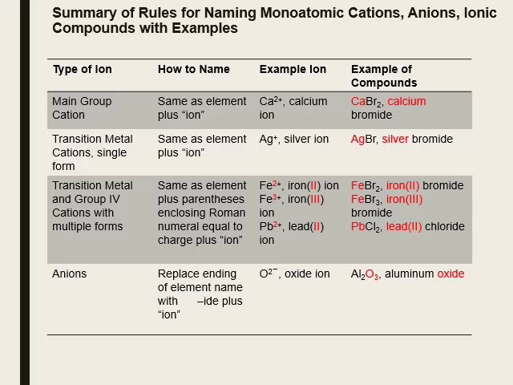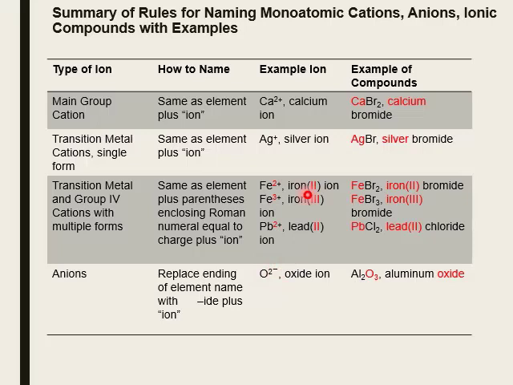Let's summarize all the rules we have learned so far. The main thing to remember is that we can figure out the charges of metal ions if they belong to the main group by looking at the group number. So the main group cations, their charges are always equal to the group number. Similarly, in case of anions, you can figure out the charge of the anion by subtracting 8 from the group number. For example, oxygen belongs to group 6A, so you subtract 8 from 6, hence the charge on oxygen is 2 negative.